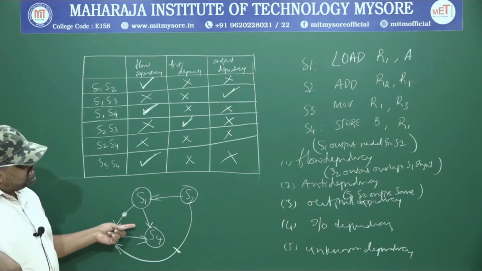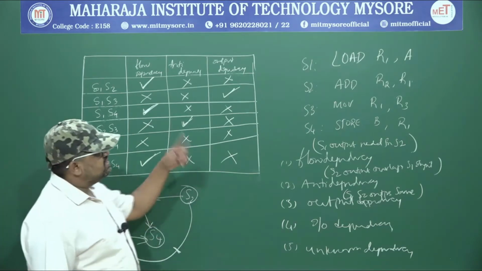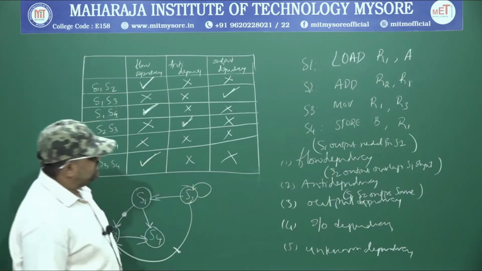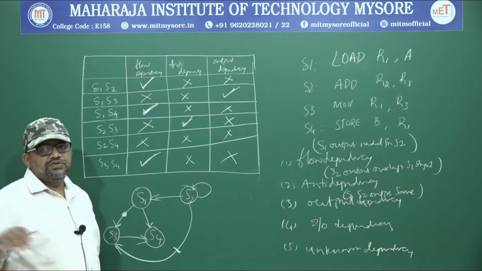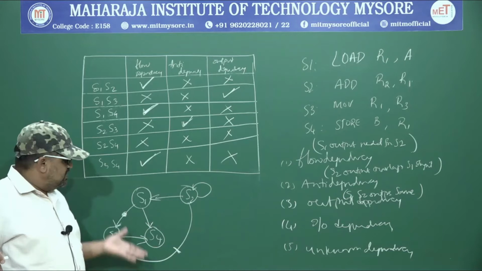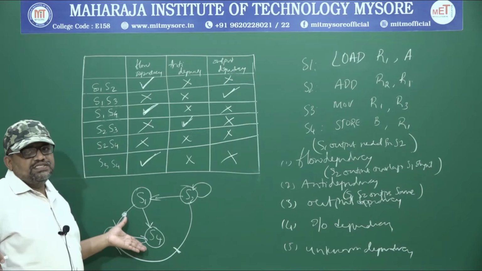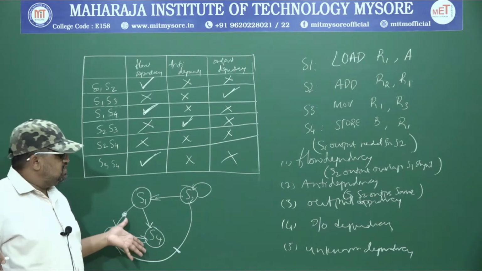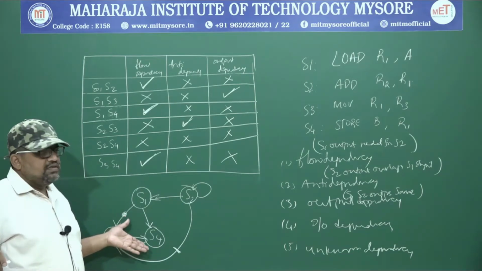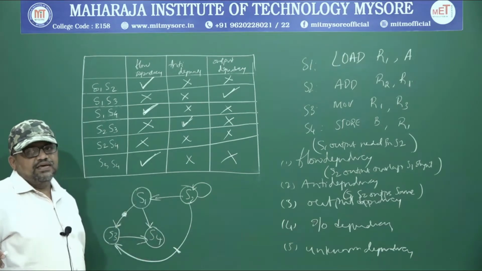And one more thing to be noted here is again S2 is flow dependent on itself, because it performs an add operation and then a move operation. Add and then move the contents to R2. So that is why S2 is flow dependent on itself. So like this, it is easy for you to draw a dependency graph. This is the approach that I am going to use. If you feel comfortable using this, then you can adopt this to draw the dependency graph.